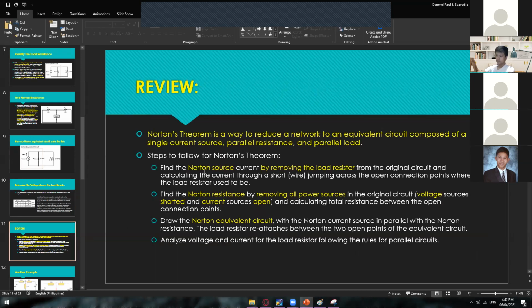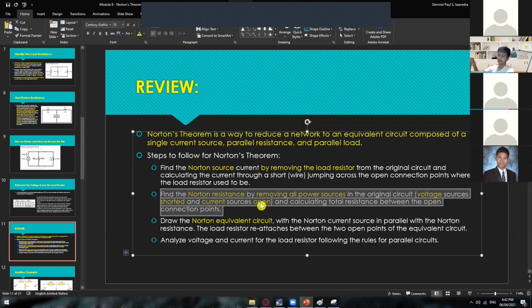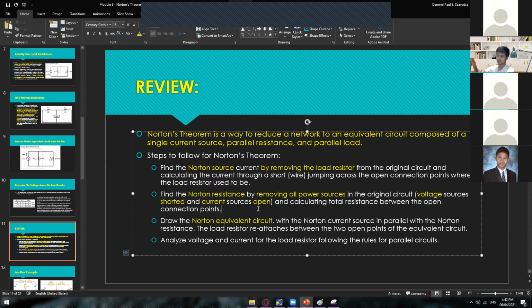So here's the review. Just remove the load resistor. That's the very first step. And then look for the Norton source, or the Norton's current. Once you're done finding the Norton's current, you can now look for the Norton's resistance by removing all the power sources. Basically, this is the same as Thevenin's theorem. It's just that it has a different name, which is Norton resistance.